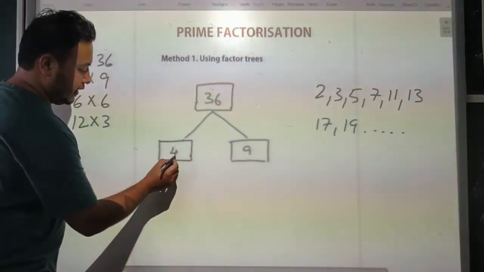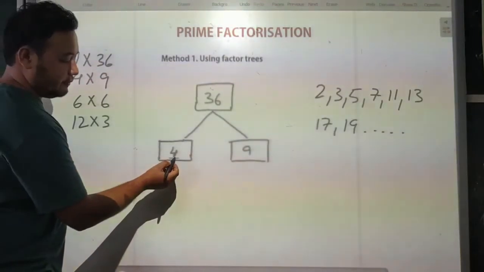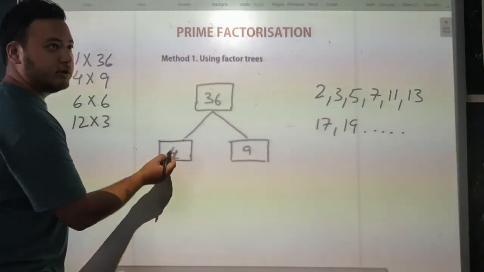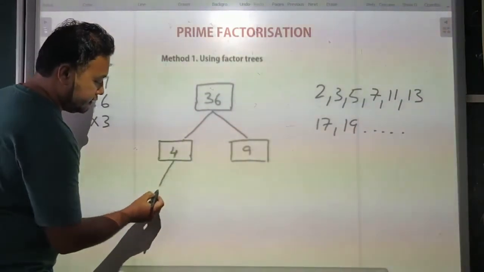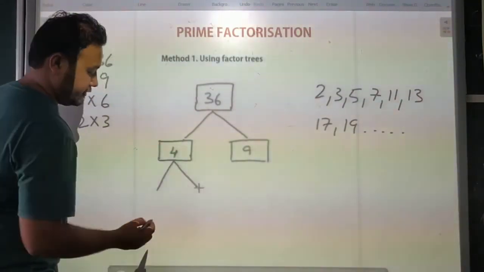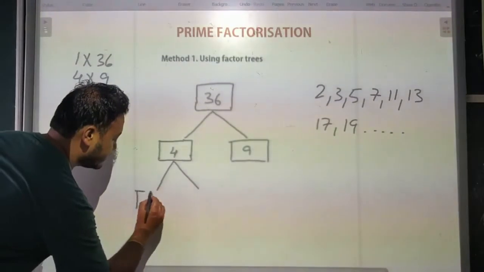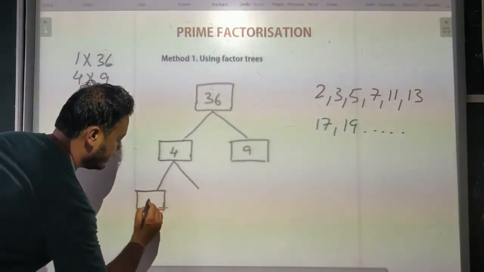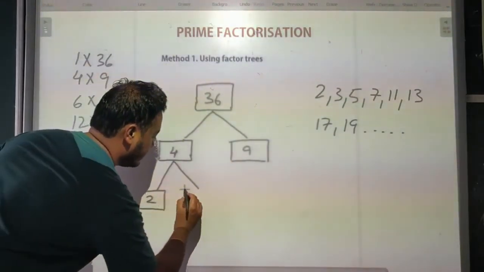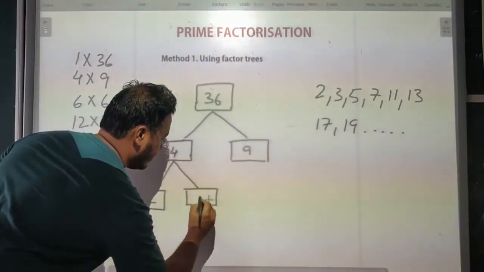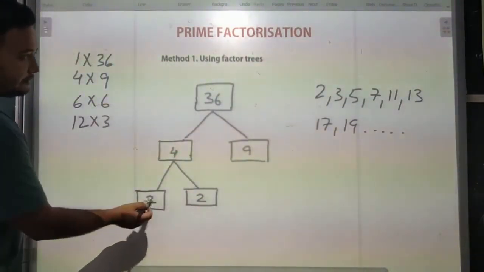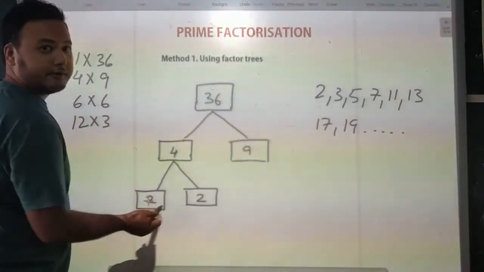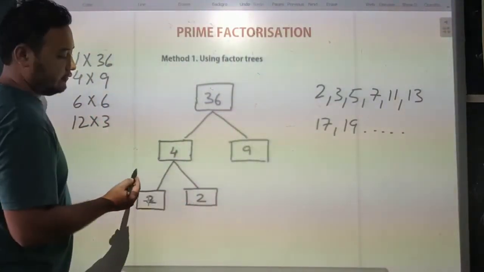Now is this a prime number? No, 4 is not a prime number. So you can further break this number down into its factors. Okay, so I'm going to make two branches again. So which two numbers when multiplied will give you 4? That is 2 and 2. So 2 2s are 4. Okay, so 2 is a prime number? Yes, it is. So you do not have to break this further into factors.